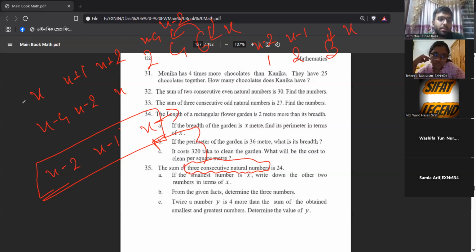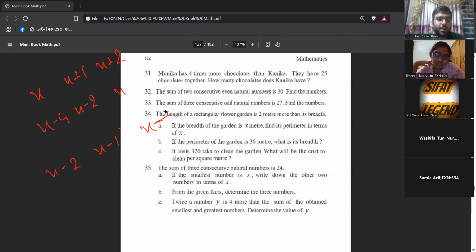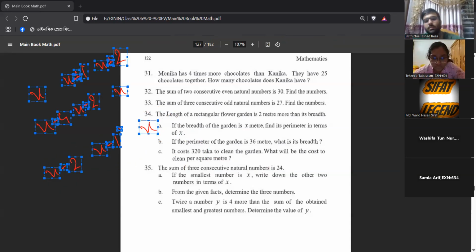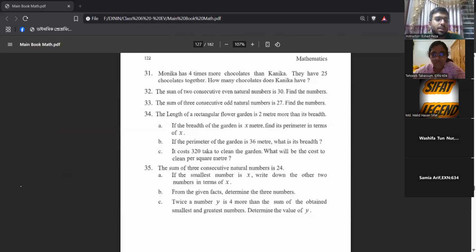So that is what they meant by if the smallest number is x. If they told you that the biggest or greatest number is x, you would have had to write it like this, basically. Okay, so that's the difference. So, does anybody have any questions?